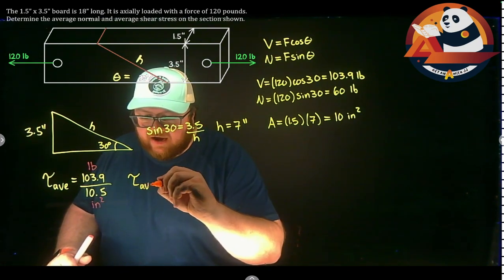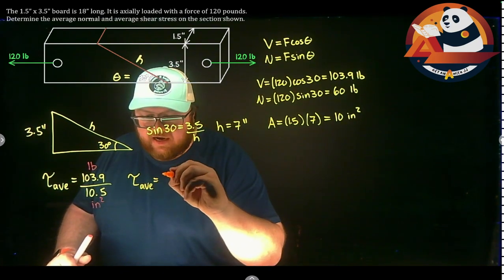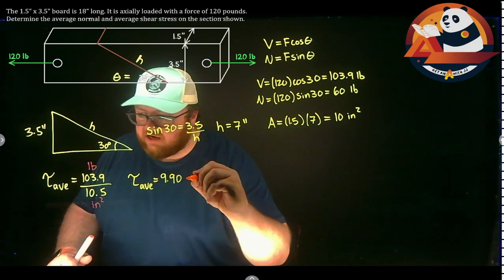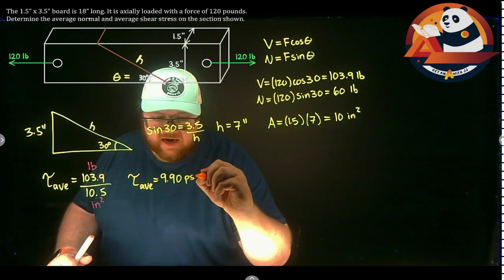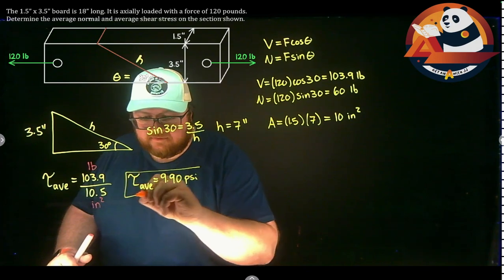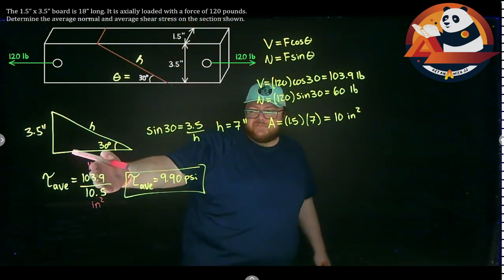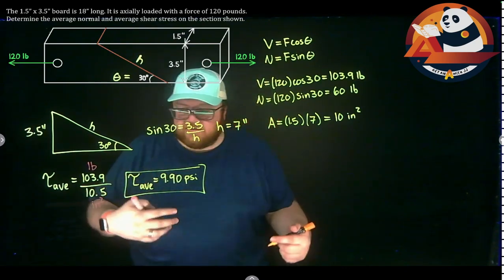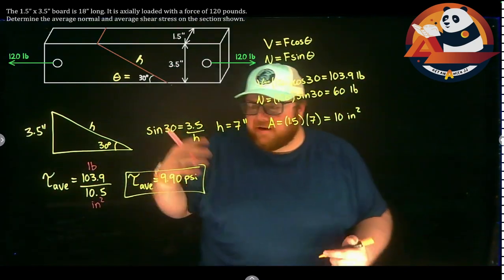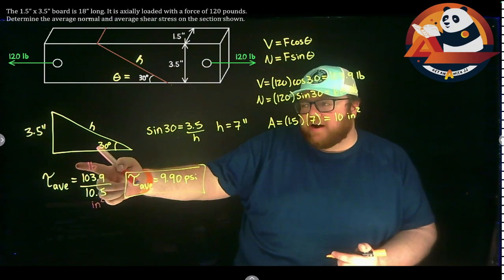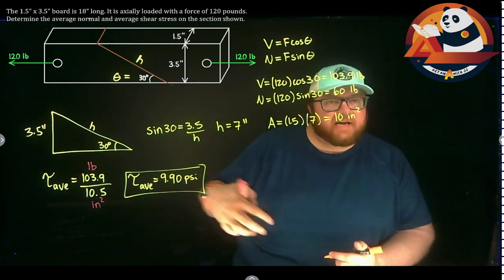So our tau av should be 9.90 PSI, which would be our first answer. If this was in kips instead of pounds, we'd use KSI. But again, for force divided by area, don't write it as pounds per square inches. PSI, KSI is what we want.